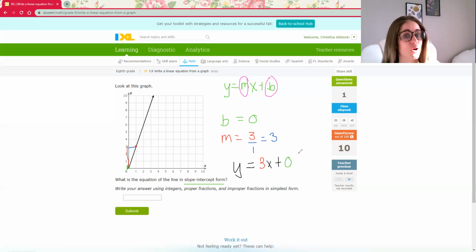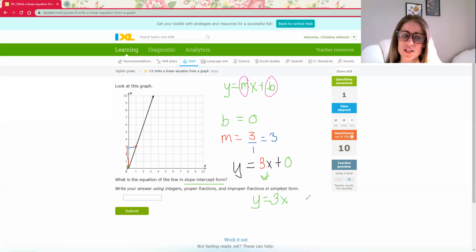But guess what? Once again, mathematicians have found a way to be lazy. Do you know what they're lazy about this time? The y-intercept. Because if I'm adding 0, does that change anything? No. So the better way to write your answer would simply just be as y equals 3x. Because if nothing is on the end, then I know that it starts at 0.